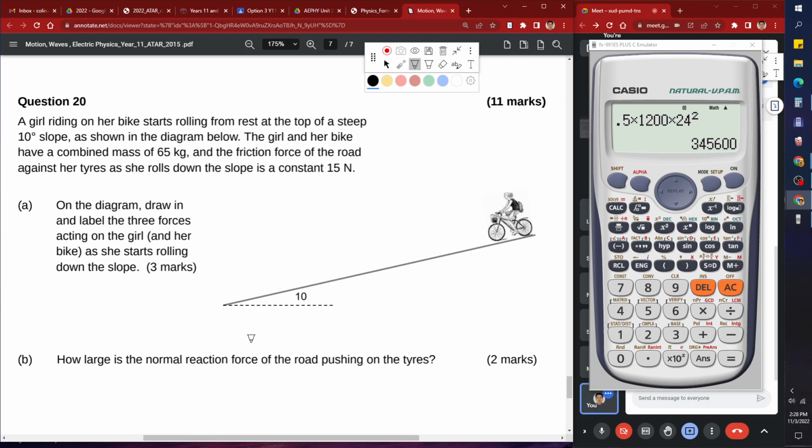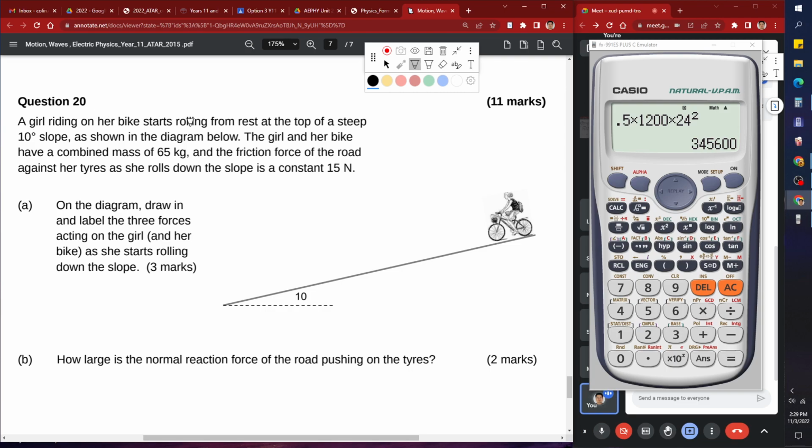Question 20 is anything to do with forces in different directions. If that's the case, then we have to draw vector diagrams, maybe. Yes, sir. Draw on the diagram.